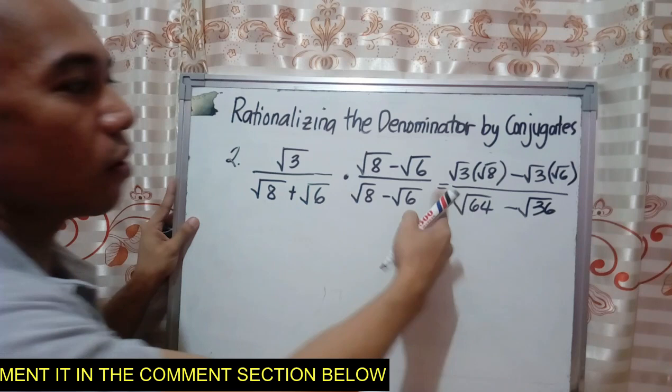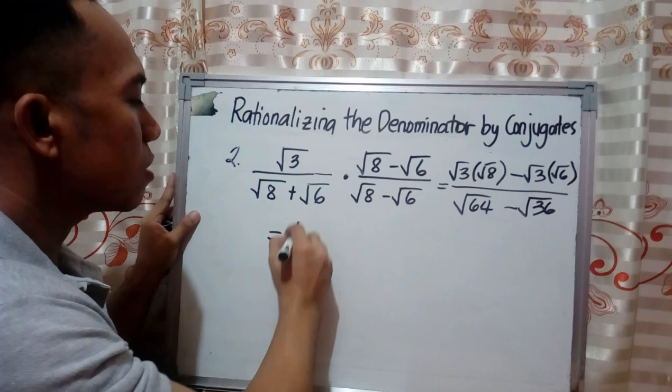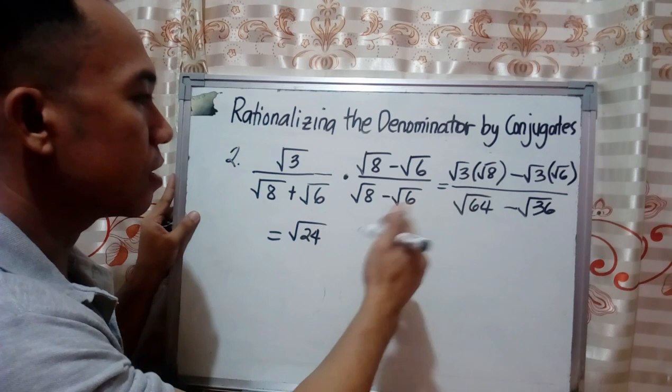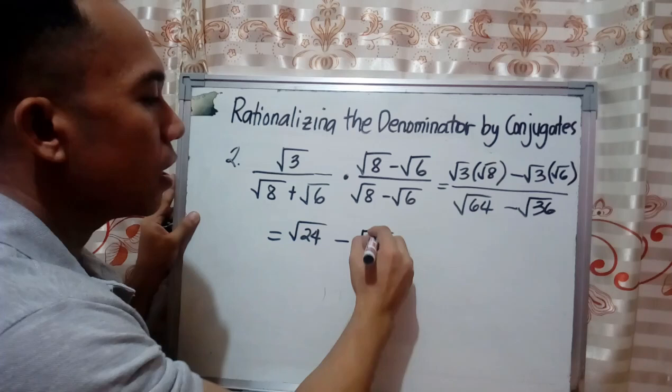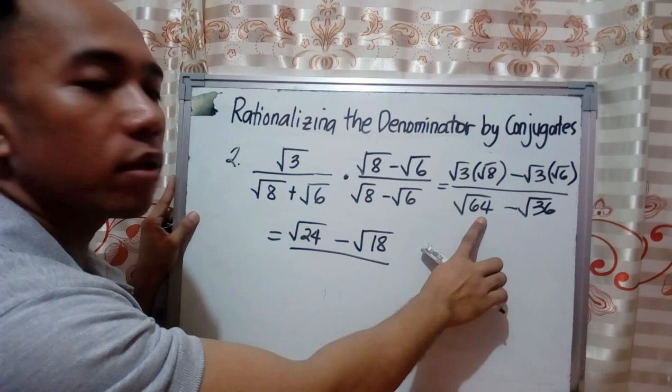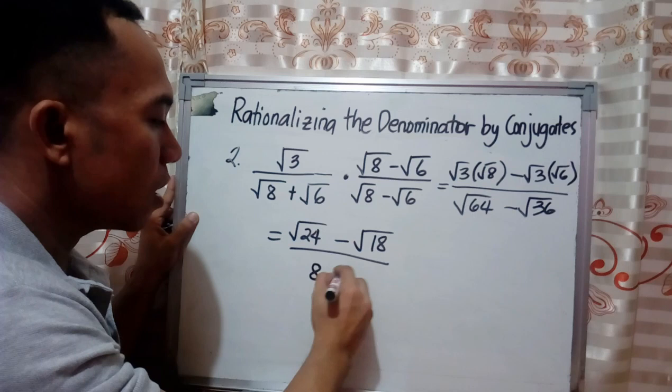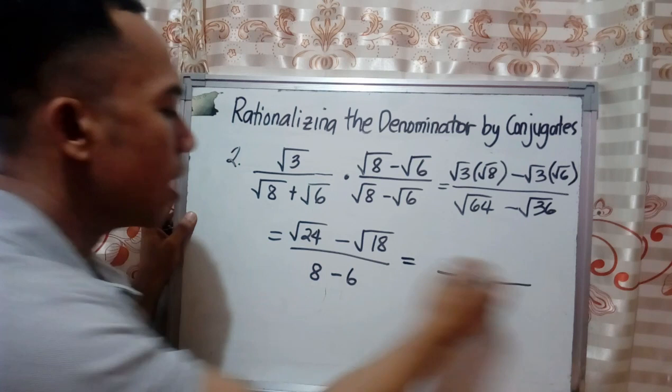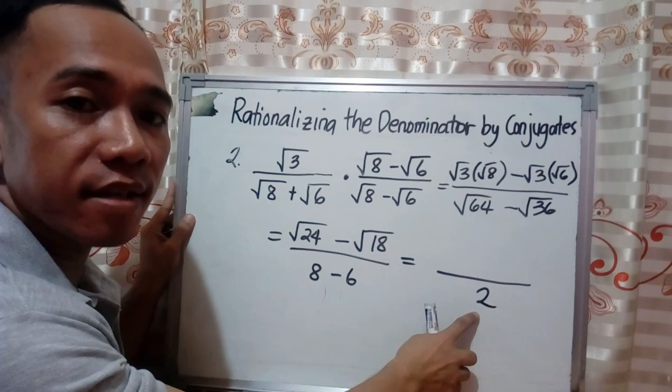So simplifying further, you have square root of 3 times square root of 8 is the square root of 24. 3 times 8, the two radicands. Minus square root of 3 times square root of 6 is square root of 18. 3 times 6. Then over, what is the square root of 64? This is 8. Minus the square root of 36 is 6. So our denominator now is 8 minus 6. So this is 2. So it is already rationalized.